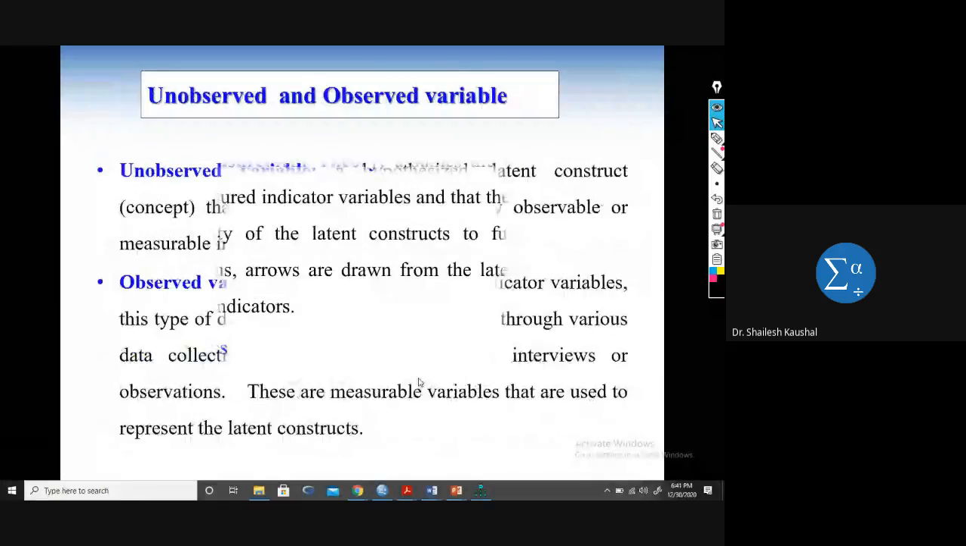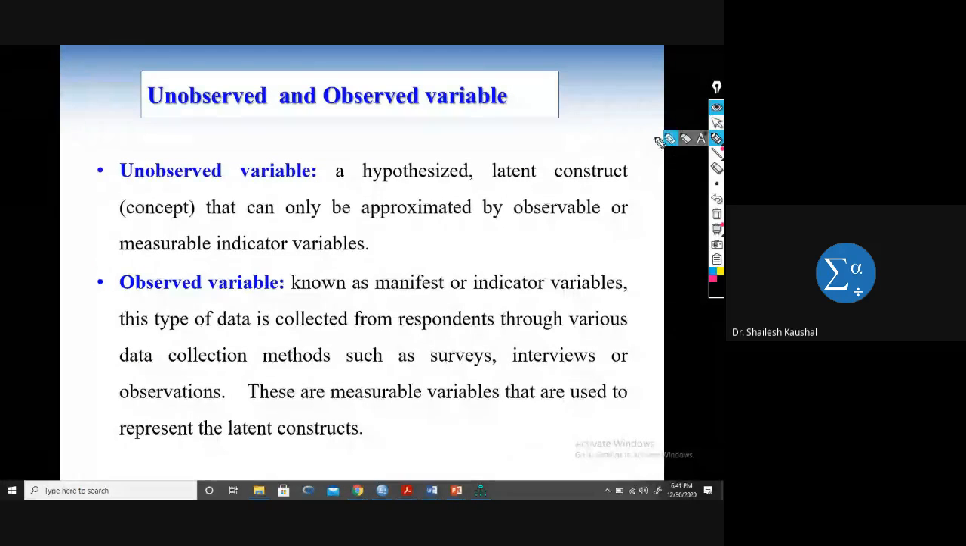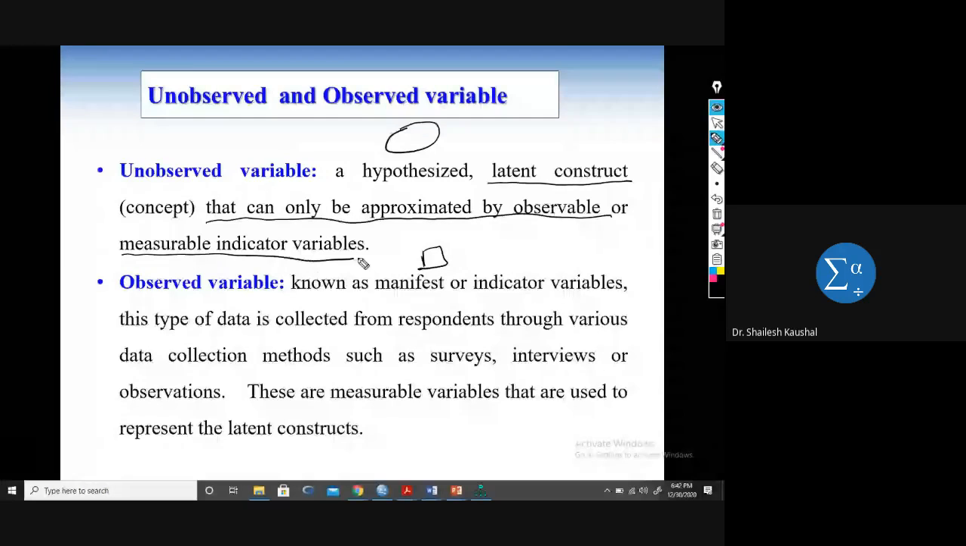Next, the unobserved and observed variable. Unobserved variable means this oval shape, and observed variable means this rectangle. Unobserved variable means a latent construct or concept that can only be approximated by observable or measurable indicator variables. Through structural equation modeling we find the unobserved variables through observed variables. So unobserved variables are the latent phenomena.